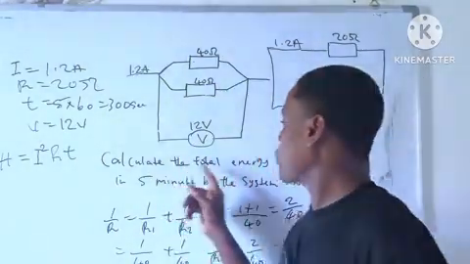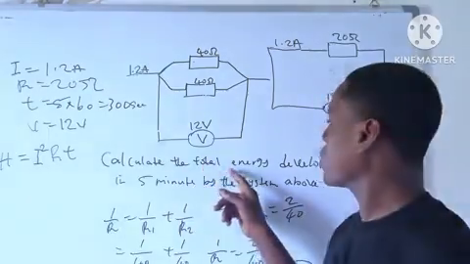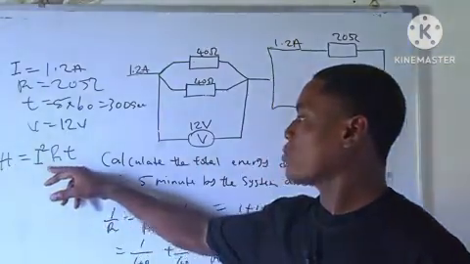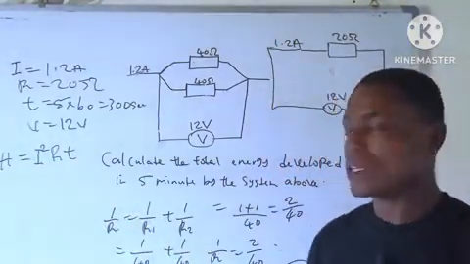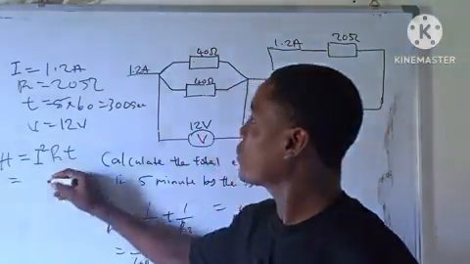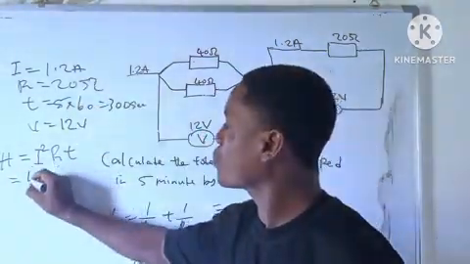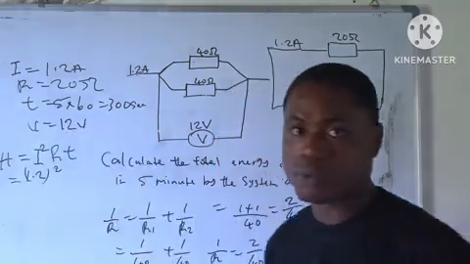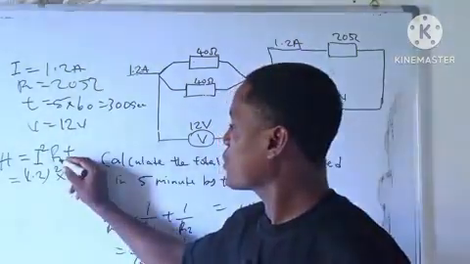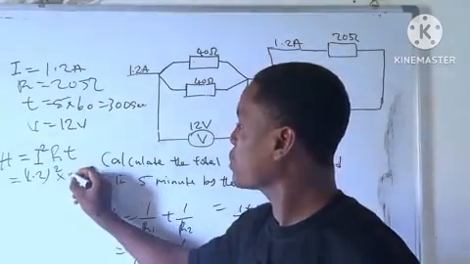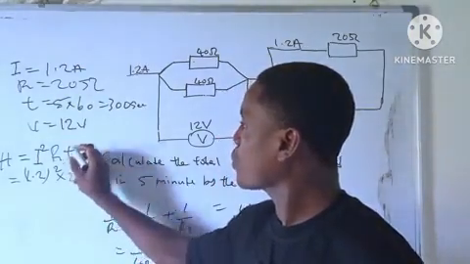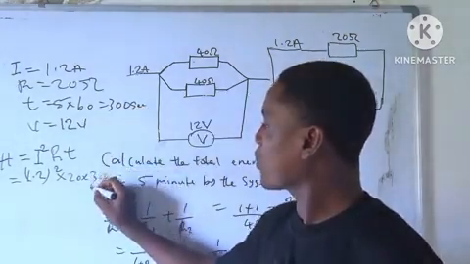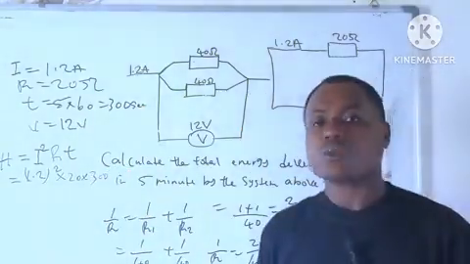So if I have to calculate for heat energy, total energy, you can use those formulas. Are you getting it? So this is one of the formulas, I squared R T. So what is the value of I here? It is 1.2, so you will square it, since we have square on top. Then you multiply times the value of R, resistance, which is 20, times time, which is 300. Now you press your calculator.